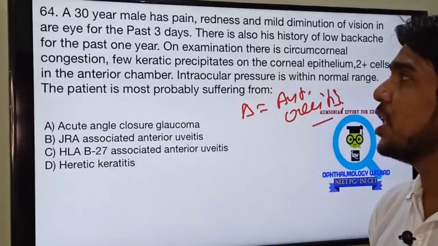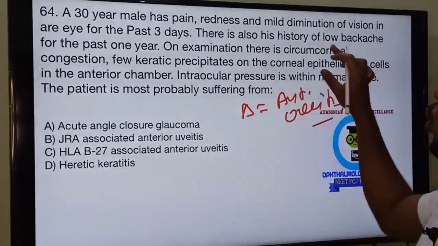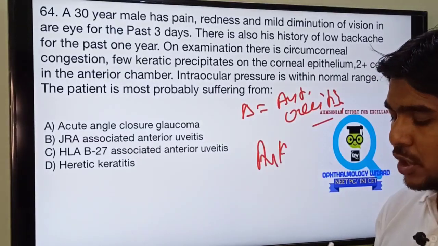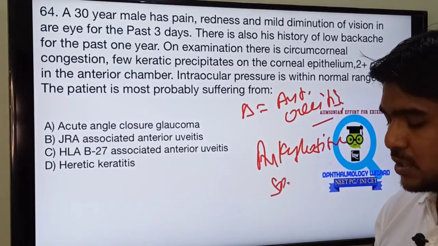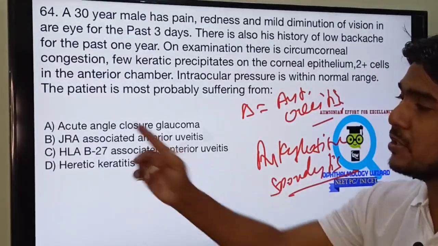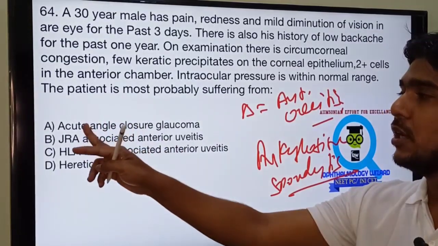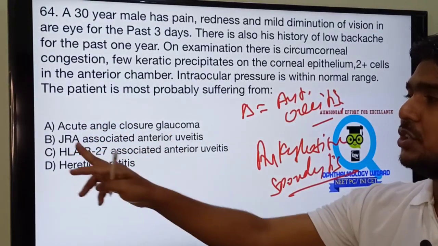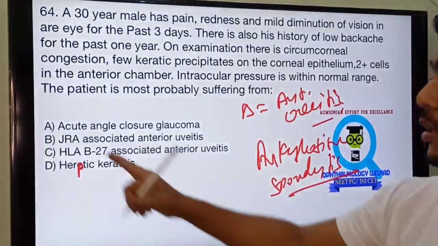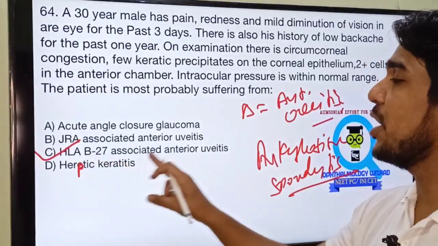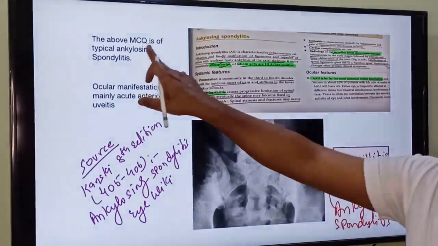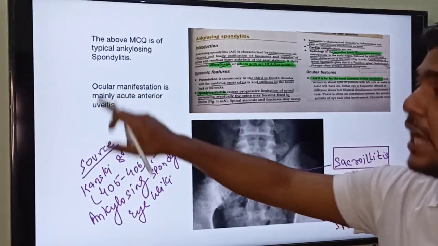The most common anterior uveitis association with low backache, sacroiliitis is ankylosing spondylitis. The patient is suffering from ankylosing spondylitis, and this fits in which option? Acute ACG, JRA, HLA-B27, or herpetic. This is herpetic. C, HLA-B27 associated anterior uveitis has to be the answer. This above MCQ is typical of ankylosing spondylitis.